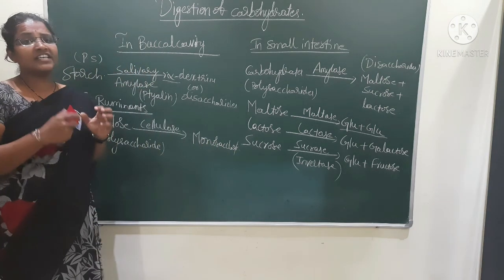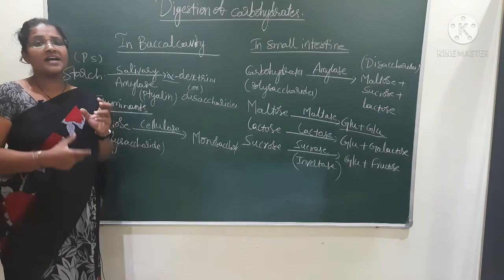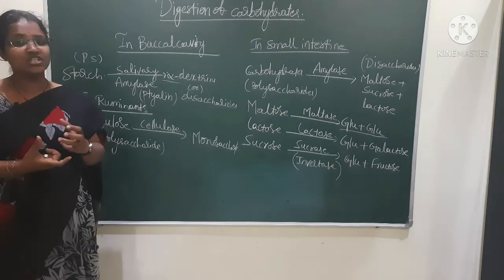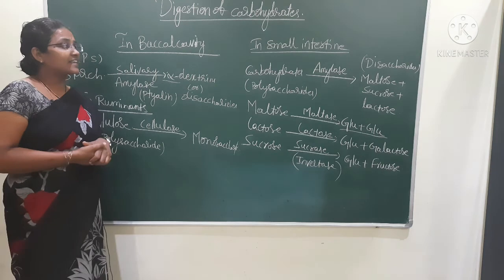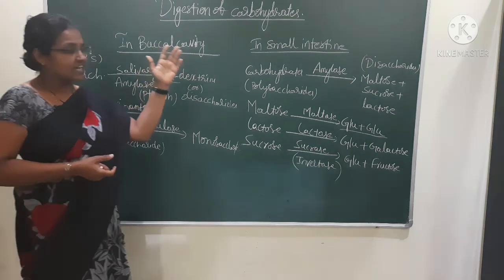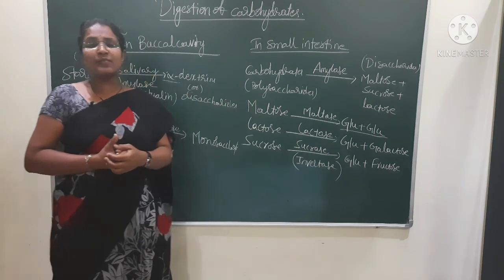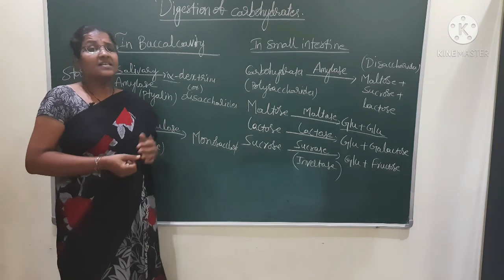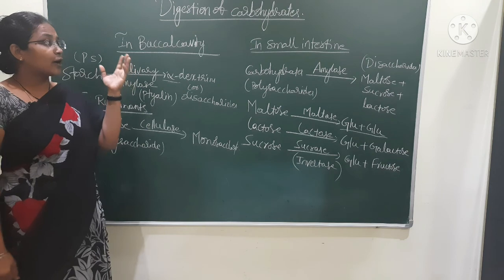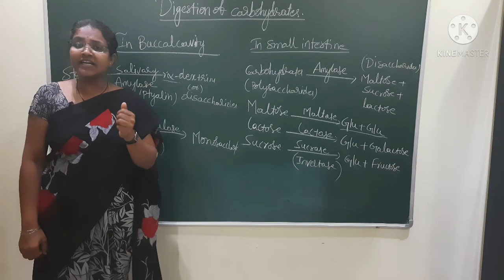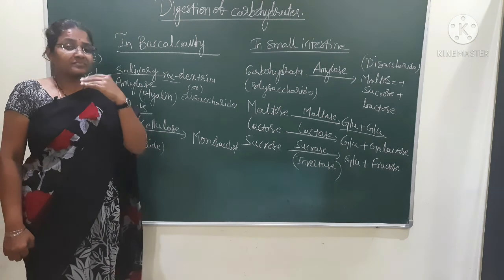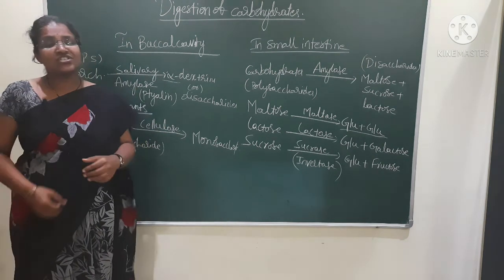These are the different enzymes which act on the carbohydrates in the intestine as well as in the buccal cavity. This is how the digestion of carbohydrates takes place. They are converted into monosaccharides, which give us energy. So in the small intestine, not only carbohydrate and protein digestion but also lipid digestion takes place, and nucleic acid digestion also takes place.